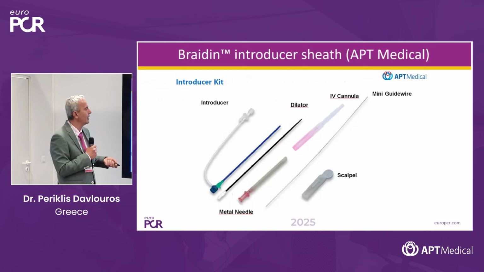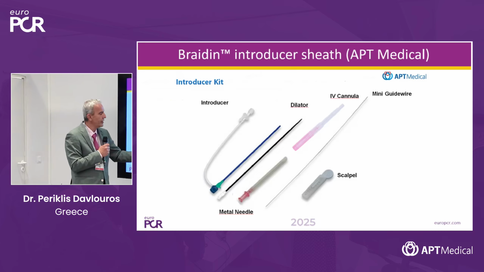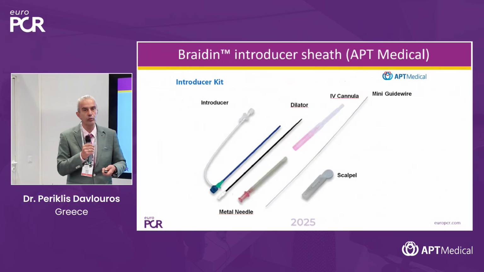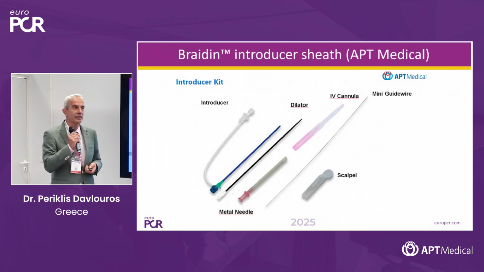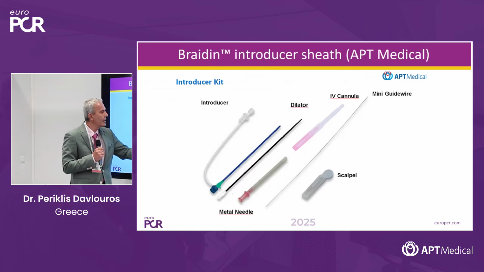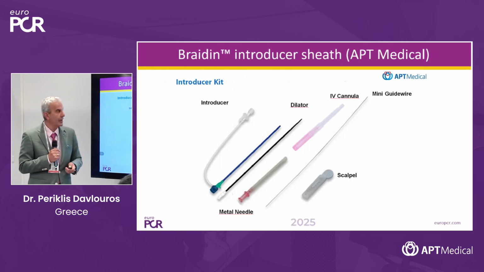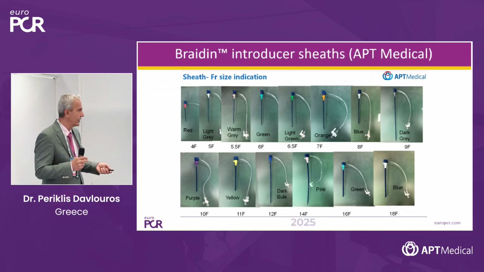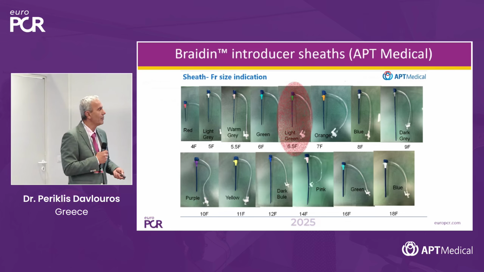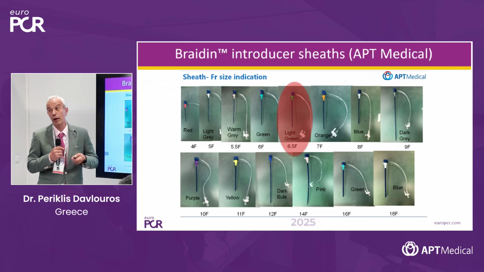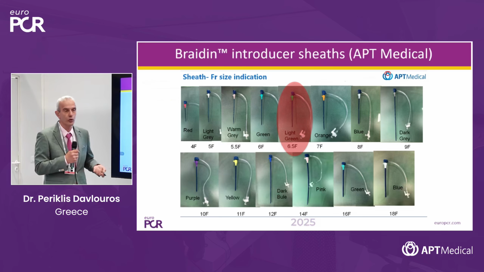Now, coming to the specific topic of today's discussion, it is the Braidin introducer sheath by APT Medical, which includes, of course, the sheath and a dilator. It also includes a needle, which I was informed today has been developed even further to have a nicer and better grip and stability, giving the operator stability for the puncture. We have an IV cannula, a scalpel, and the mini guide wire. APT provides sheaths in various sizes, from 4 French to 18 French, but the innovation, I think, is the 6.5 French sheath, and we are going to see why this constitutes an innovation.